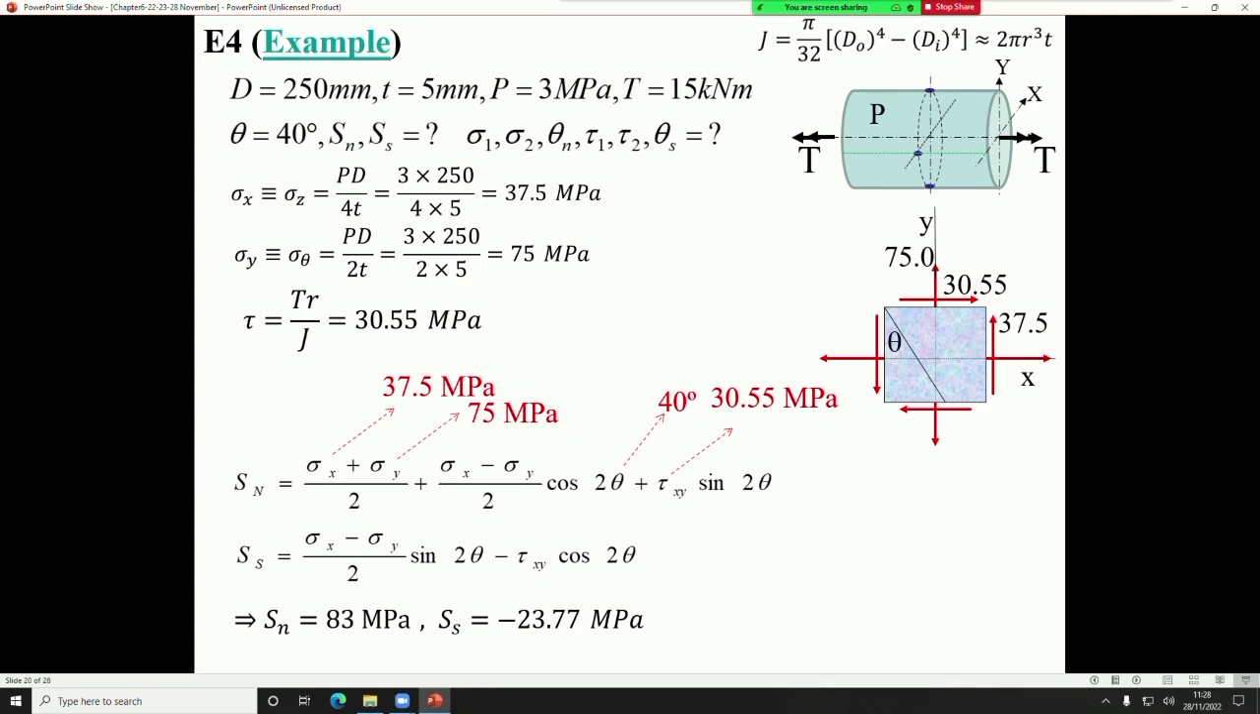Yes, please. No, no, don't give me the answer. Have you all finished it? How many of you have found sigma 1 and sigma 2? Have you found it? Which direction is it?